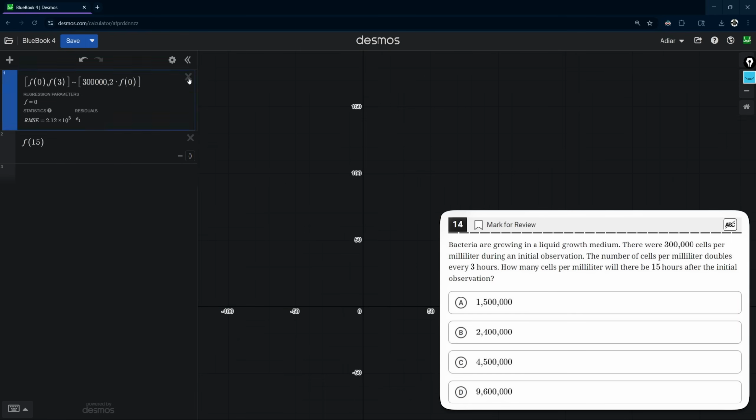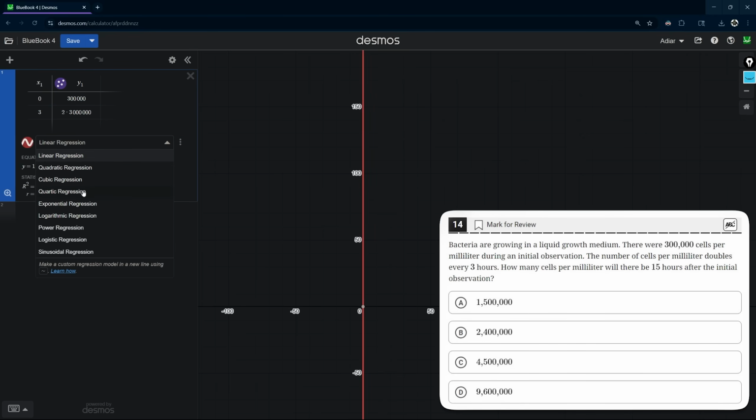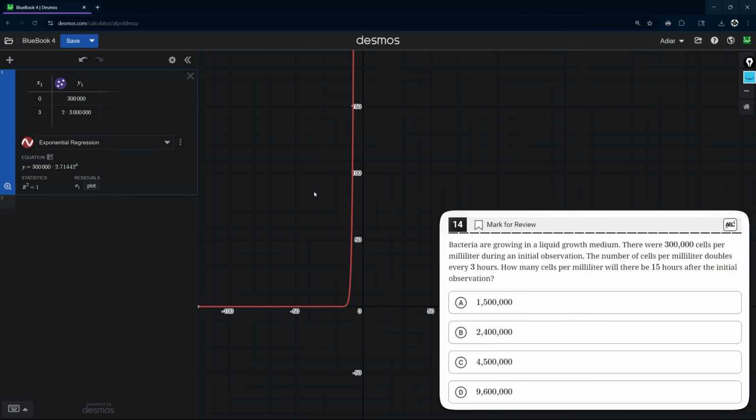Now, the reason why I wouldn't do a table for this question is because it gets a little weird. And yes, of course, we could do exponential regression, right? That might look like initially, so at time 0, there were 300,000. And 3 hours in, there was double that, so 2 times 300,000. And we could use regression and change it to exponential. If I wanted to do it this way, there would be 2 ways to finish this problem.